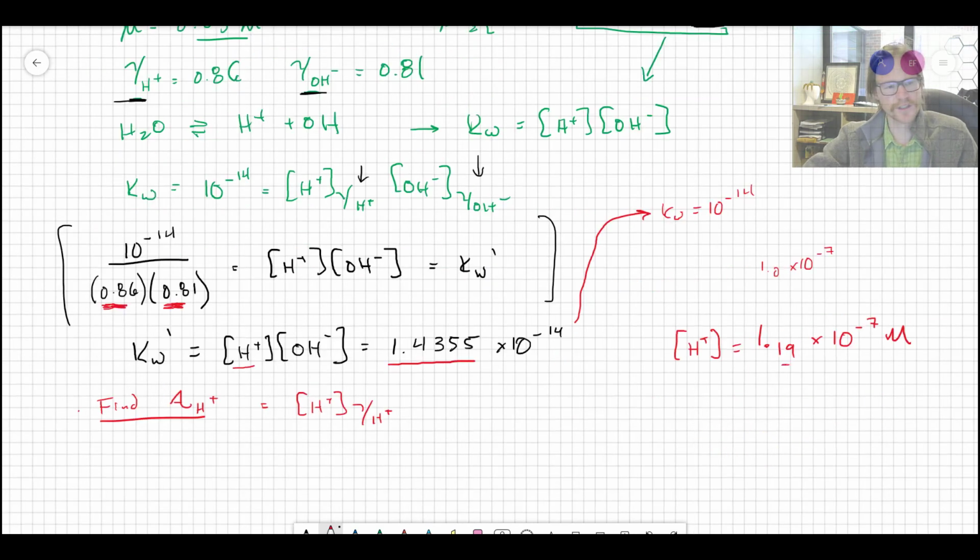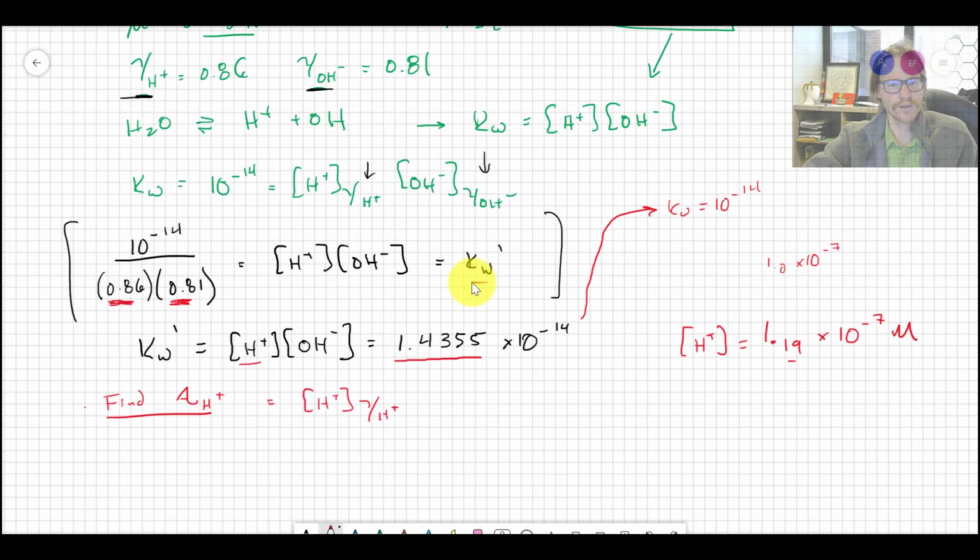We could have solved for this before we corrected the Kw, or now that we have the new hydrogen ion concentration that's been corrected for ionic strength, we can plug that back into the expression for the activity of hydrogen ion along with the original activity coefficient for hydrogen, which was the 0.86 value, and we could solve for what the activity would be. So this would be 1.19 times 10 to the minus 7 molar times the 0.86, so 86% of that, which gives us a value of 1.02 times 10 to the minus 7 molar.